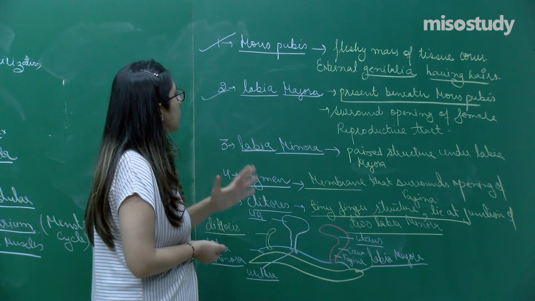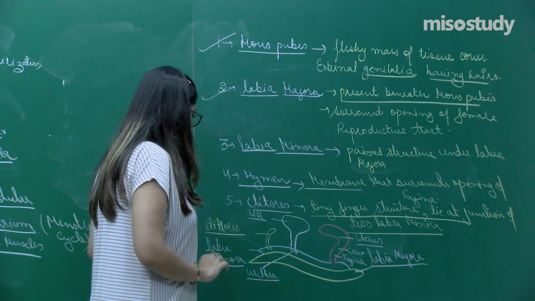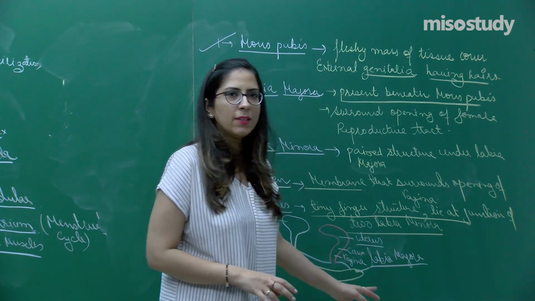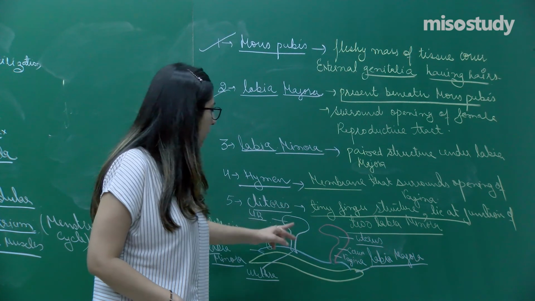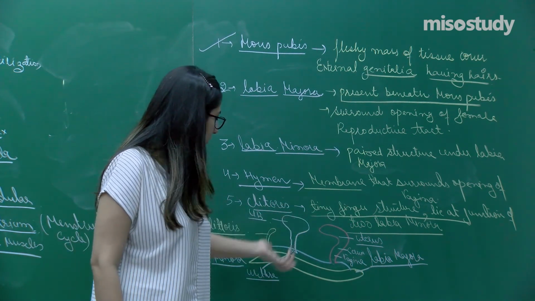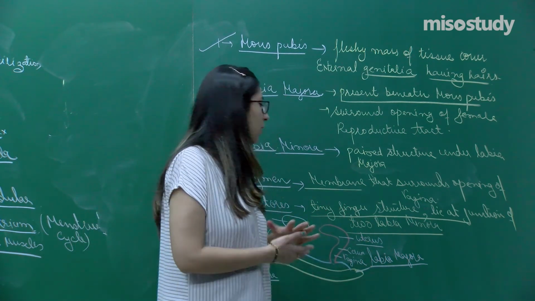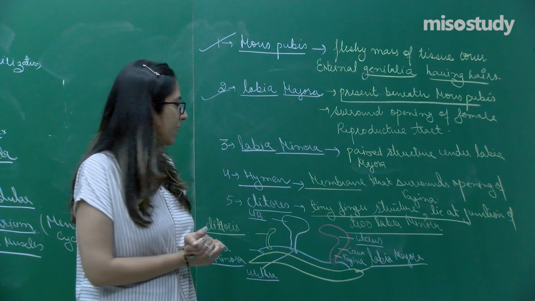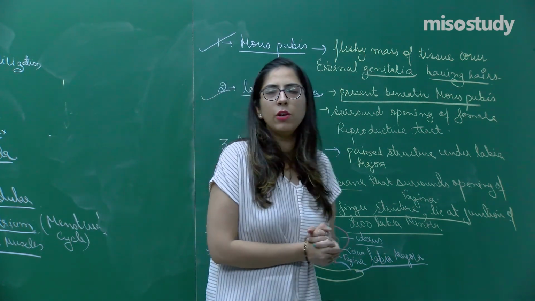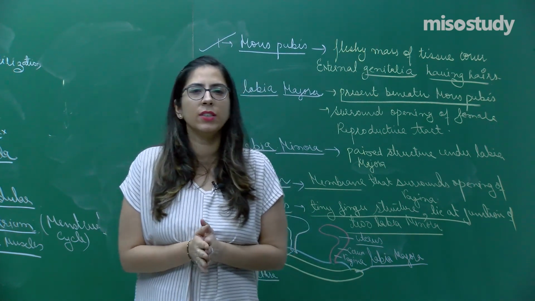First, we have the mons pubis, labia majora, minora, hymen, and the clitoris. So hope the overall structure is clear to you. This is how the two different openings are present. One starts from the kidney, which contains urine that is stored in the urinary bladder and comes out from the urethra. And in the second region, we have the uterus, cervix, vagina, etc. Here the eggs are formed, and the fallopian tube is the region in which fertilization happens. So hope that today's session is clear to you.